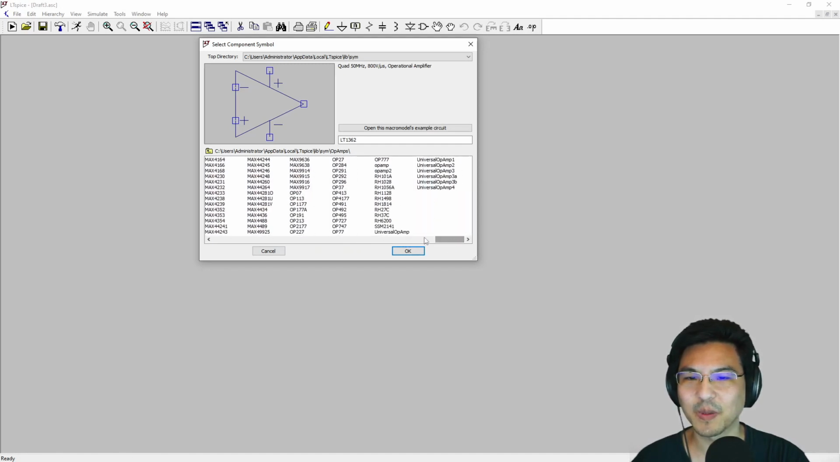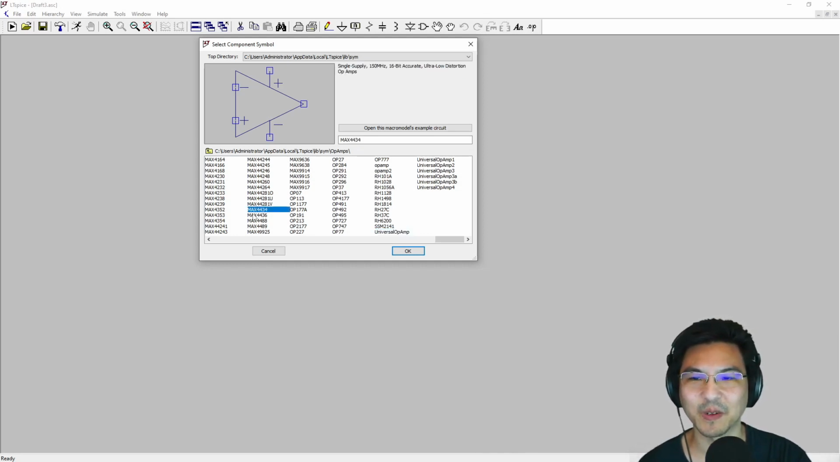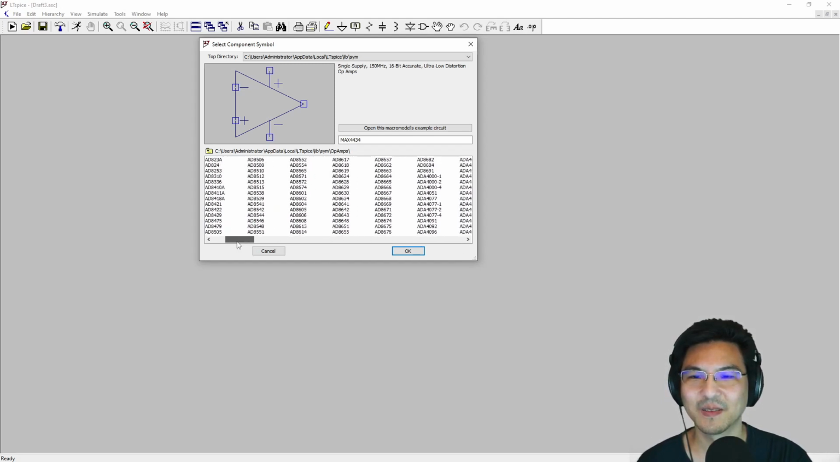There's a group here at the end that says universal op amp. You can use these for simulations, but they don't simulate all of the features. So be careful using those. You actually want to choose one of these products from some manufacturer.